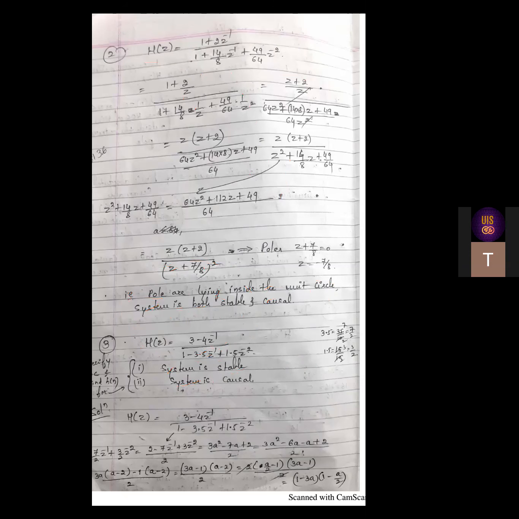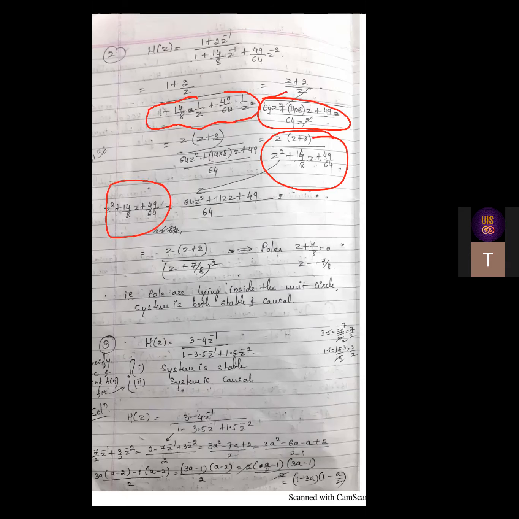For that, you can just see here, in the numerator I have taken the LCM. You can observe the denominator. Here I got some complexity, 1 plus 14 by 4, 1 by z, where z inverse is taken as 1 by z. Then I have taken the LCM. Then if I reduce it, I have got this equation.